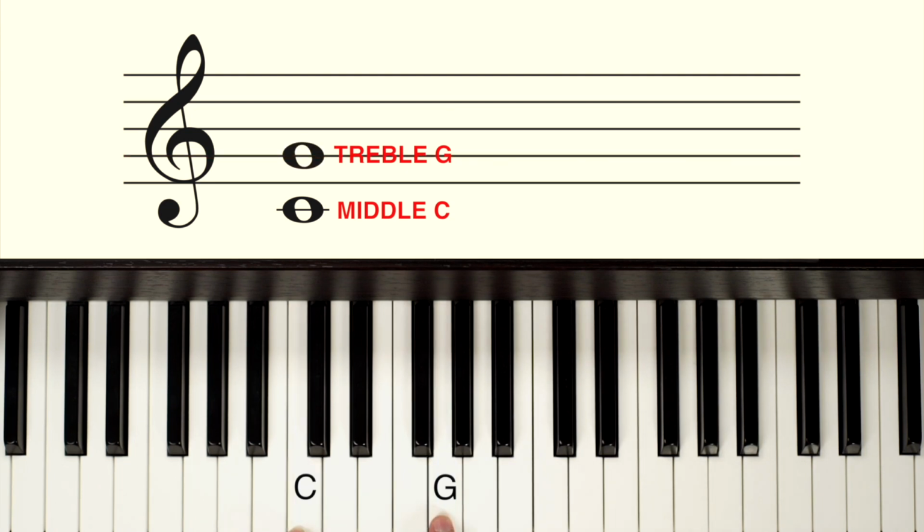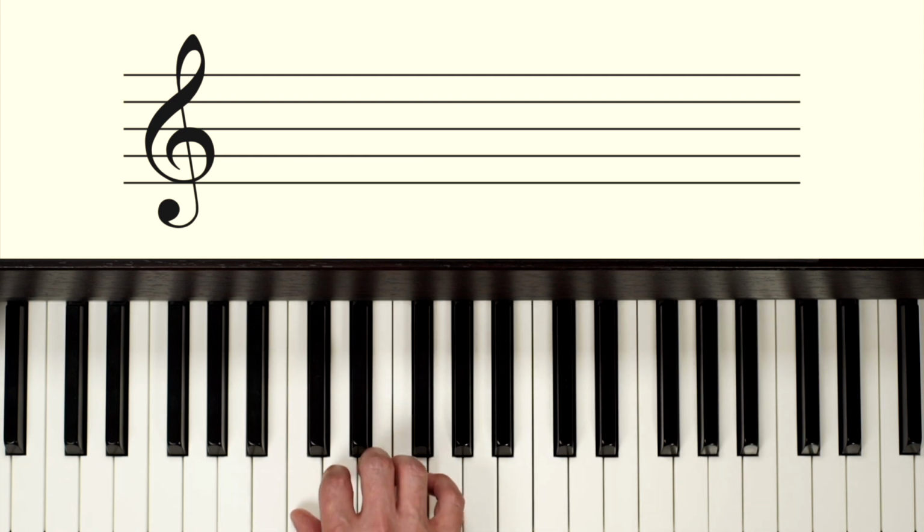So those are the first 2 notes I want you to remember on the treble staff, middle C and treble G. And if you place your right hand on the keyboard with your thumb on middle C, you can play from C to G.